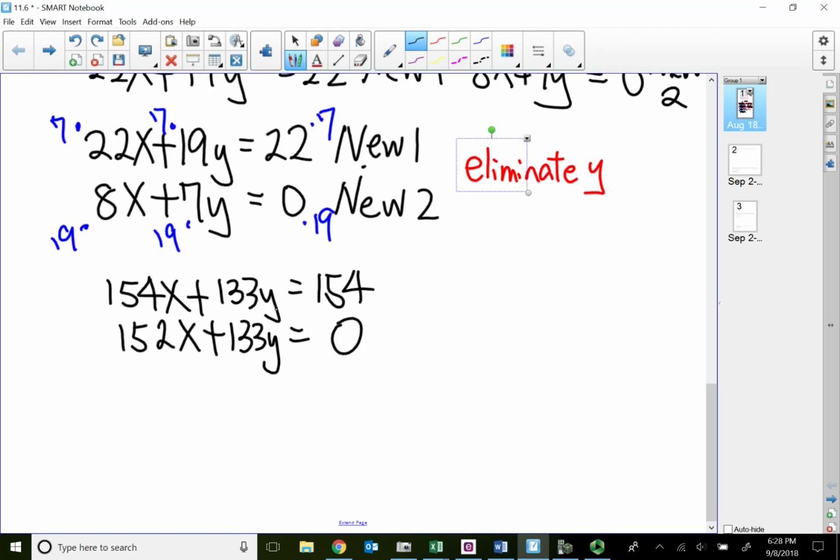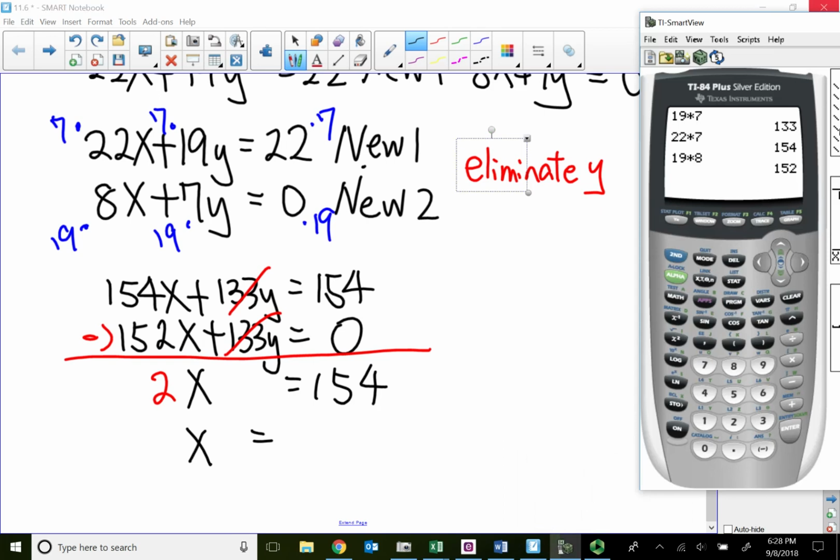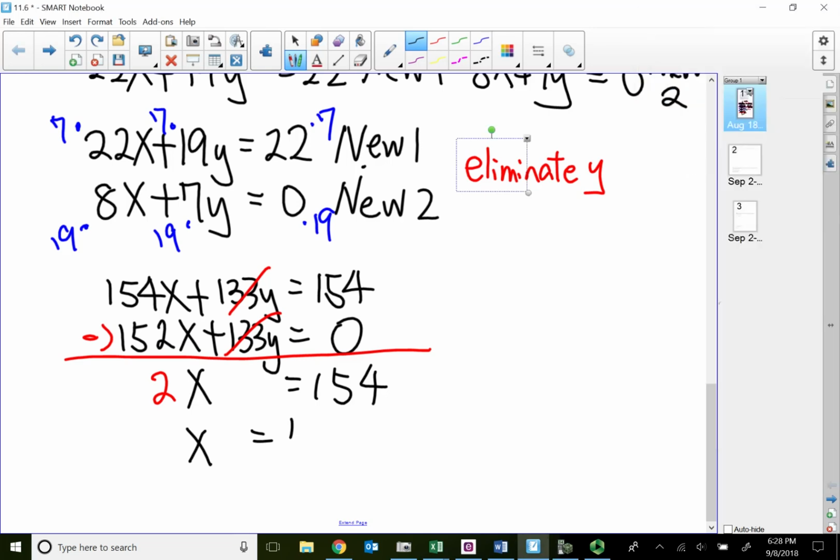So since the y has the same sign, we will subtract. I'm going to take my top one, subtract the bottom one. So the y will cancel out. 154 minus 152 is 2x equal to 154. My answer, divide both sides by 2. 154 divided by 2 is 77. So x is 77.